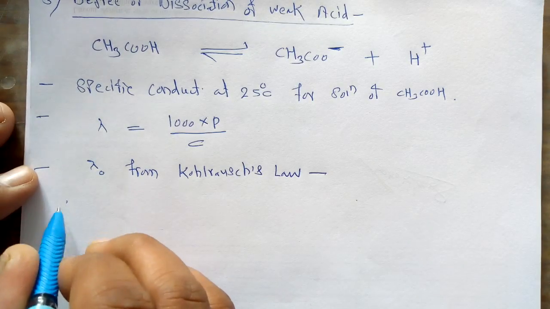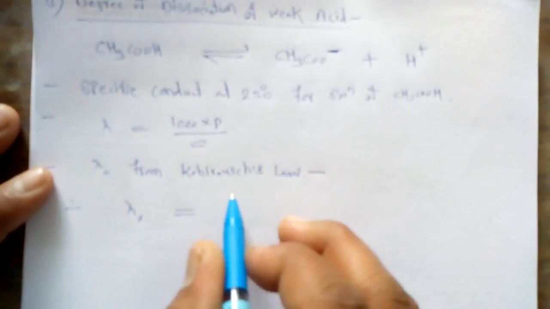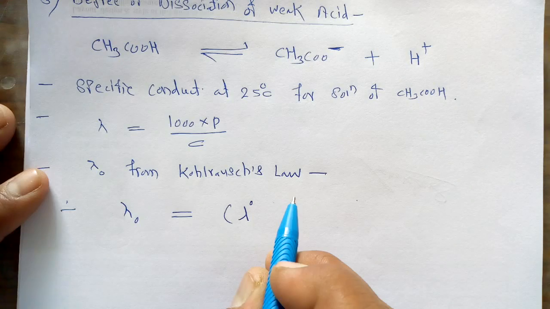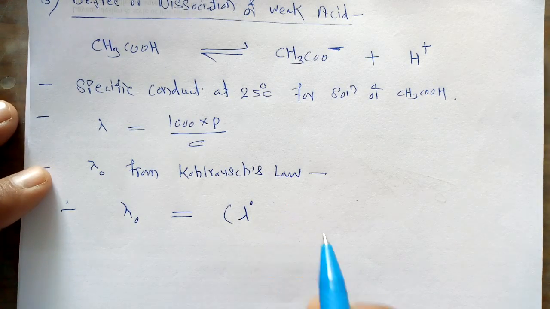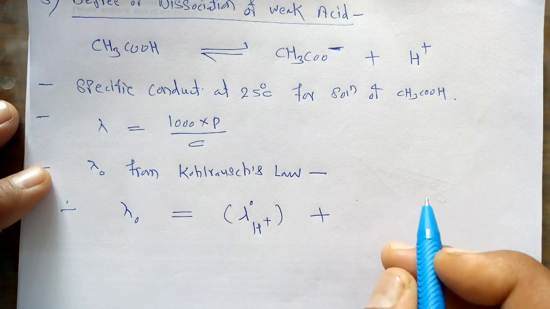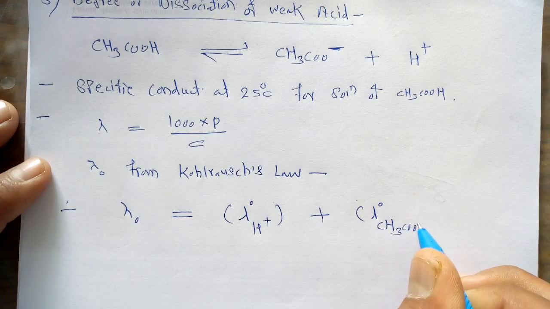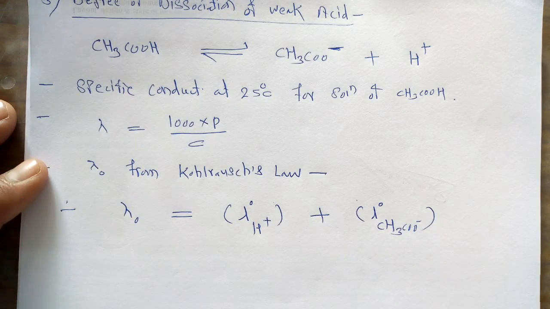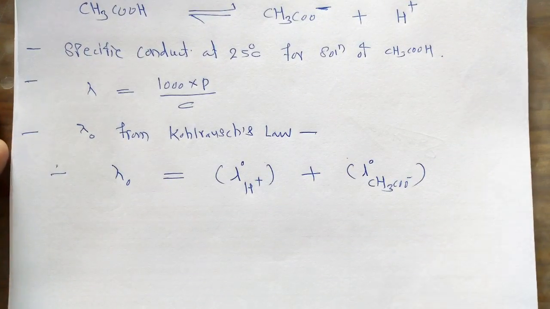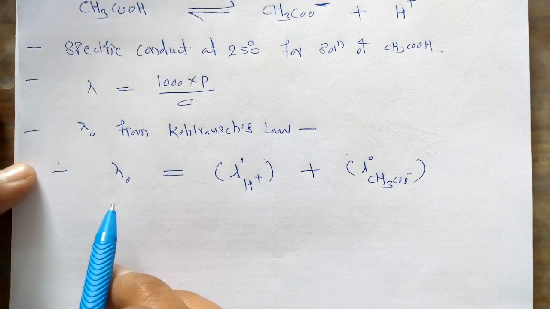So how to calculate that? Lambda 0 for this acetic acid is equal to the summation of equivalent ionic conductance, L0 of H plus and L0 of acetate anion. So the summation of L0 of H plus and L0 of acetate anion we have to take into consideration, and from this the equivalent conductance at infinite dilution for this acetic acid can be calculated.